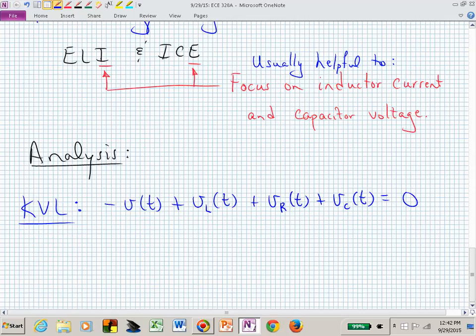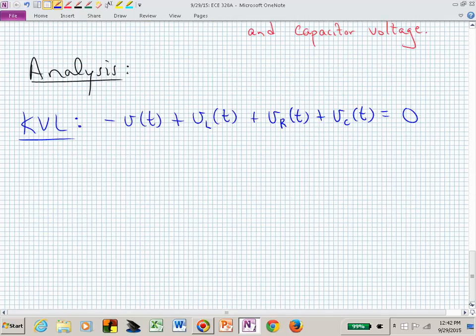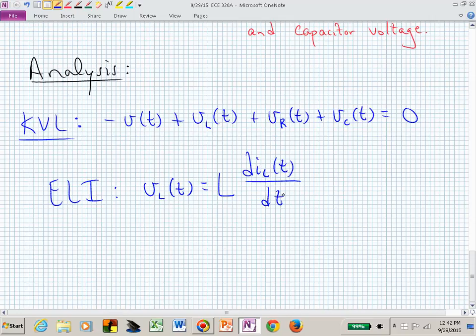We now need to incorporate some of the differential relationships that exist relative to the inductor and the capacitor. And that's where ELI and ICE come in. If we now think about ELI and ICE, ELI says that the voltage across our inductor is proportional, and the proportionality constant is our inductance. It's proportional to the time rate of change of the current going through that inductor. That's ELI.